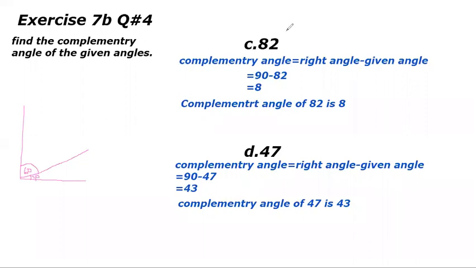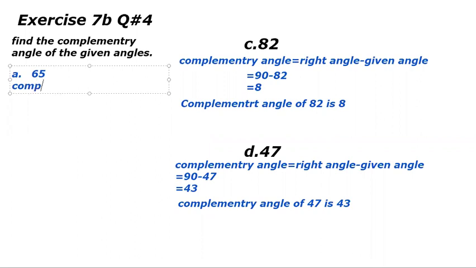explanation of complementary angles. Now we will do it with our exercise. A part is 65 degrees. 65 degrees is given to you. This is the question. This is the given angle. Okay, in the next step I will tell you what the formula is.